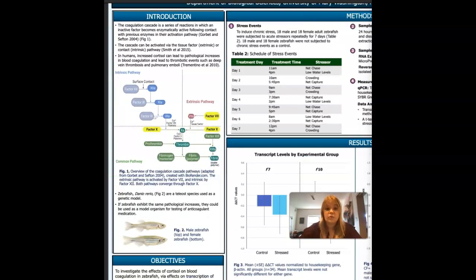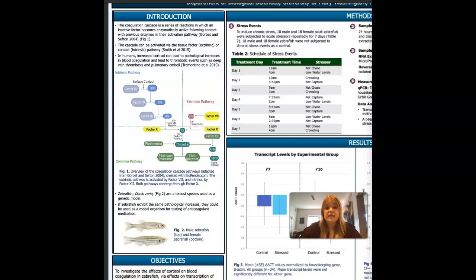As you can see in Figure 1, the intrinsic and extrinsic pathways converge to form the common pathway after the activation of factor 10 by either factor 7 in the extrinsic pathway or factor 9 in the intrinsic pathway. Following this convergence, the activation of factor 13 results in the formation of fibrin proteins, which bind together to form a blood clot. There are mechanisms which inhibit the coagulation cascade once the amount of needed coagulation has been reached.